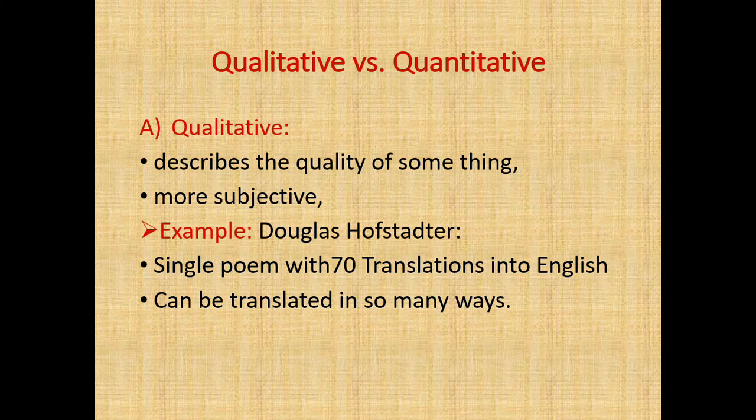by Douglas Hofstadter, who studied a single poem with 70 English translations. His focus was that this single poem can be translated in so many ways, 70 ways. So here the focus is to describe, explain, and elaborate the quality of the translations in these 70 different translations into the English language.